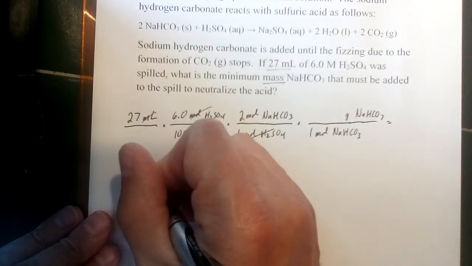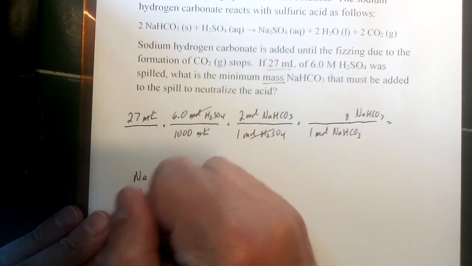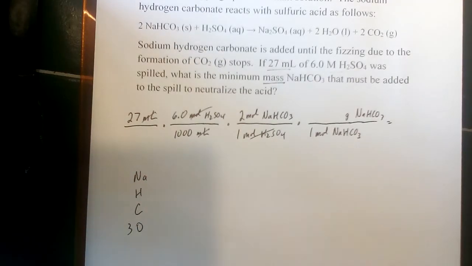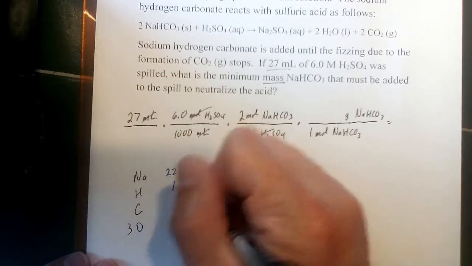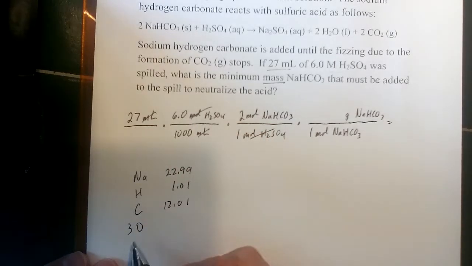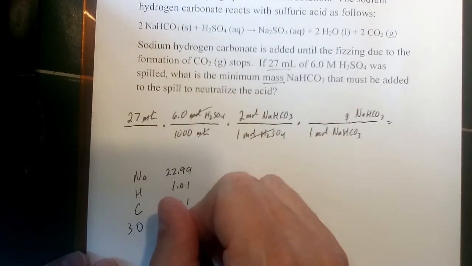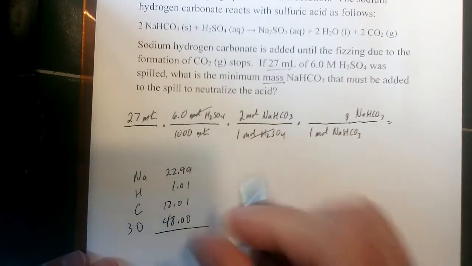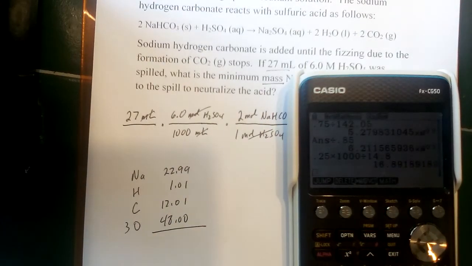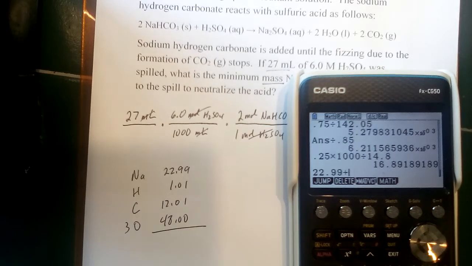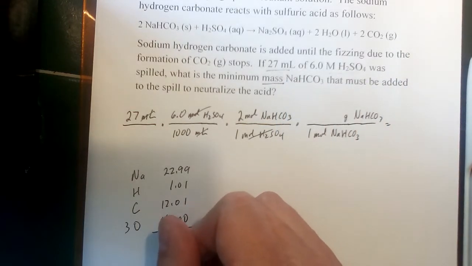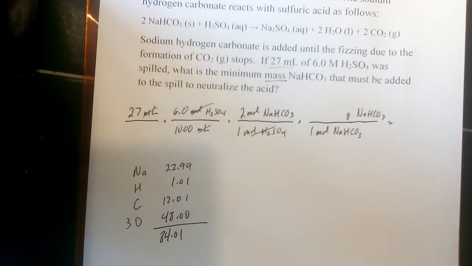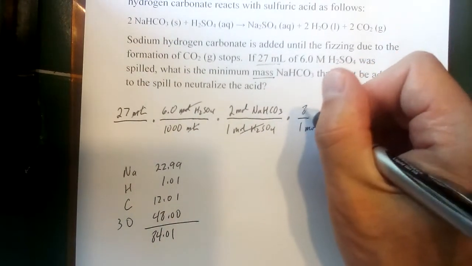So there's one sodium, one hydrogen, one carbon, and 3 oxygens in sodium hydrogen carbonate. Go to the periodic table. Sodium is 22.99, hydrogen's 1.01, carbon's 12.01, oxygen is 16, so 3 of them would be 48. So, some number carrying there, so just to be safe, I'm going to go to my calculator. And 84.01 is the molar mass of sodium hydrogen carbonate, or sodium bicarbonate.